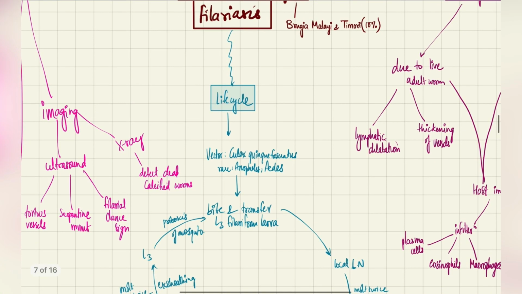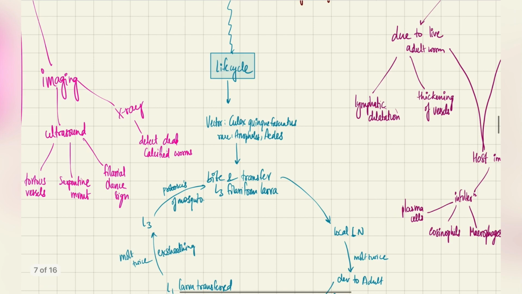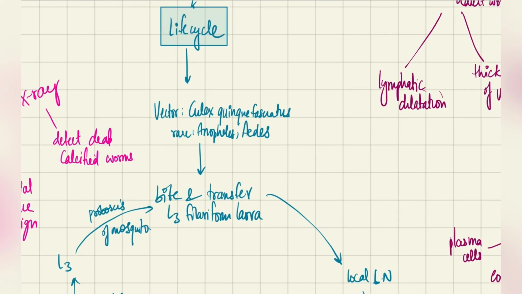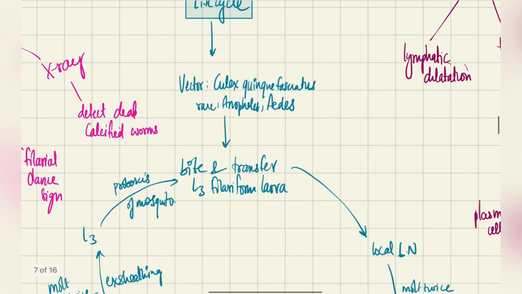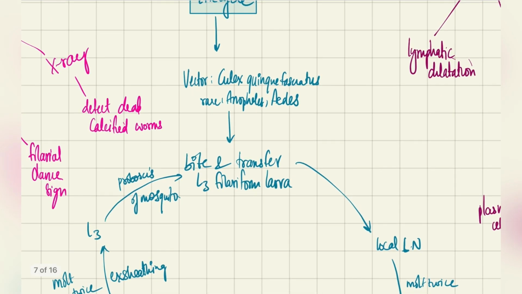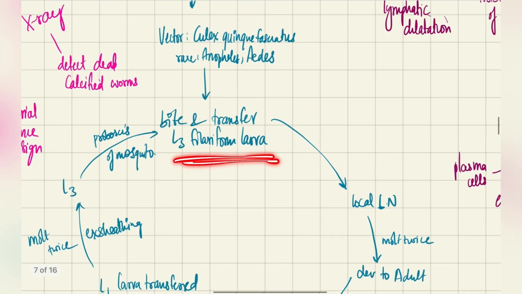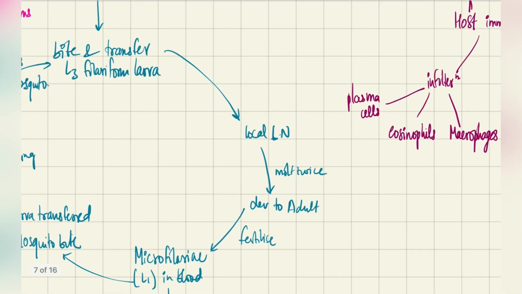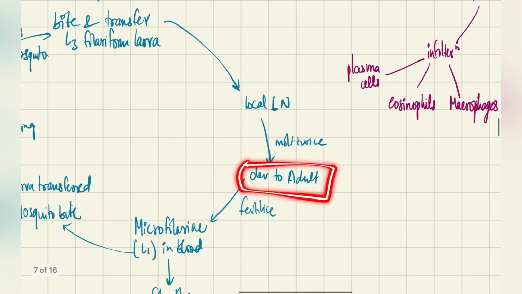And let's get started. So starting with the life cycle, the vector for this disease is Culex quinquefasciatus. Okay, Culex quinquefasciatus, but it can also rarely be transmitted by Anopheles and Aedes, but mainly remember Culex quinquefasciatus. So now this mosquito bites and transfers the infective form, which is the L3 filariform larva. Okay, so the infective form L3 filariform larva has been transferred into the human, and it gets access to the local lymph nodes where it molts twice, okay, and develops into the adult.